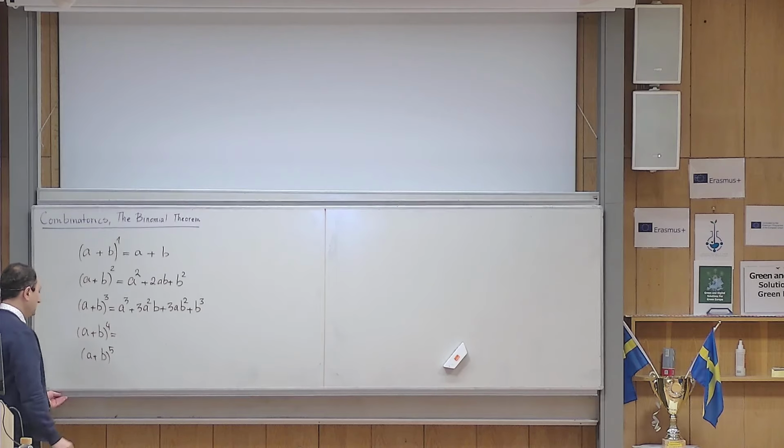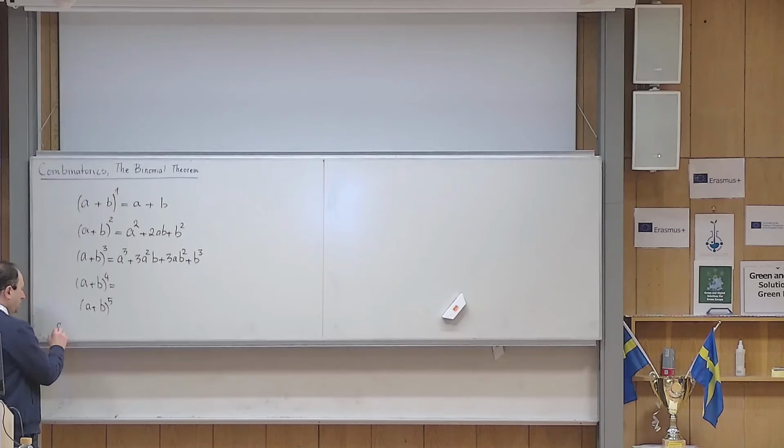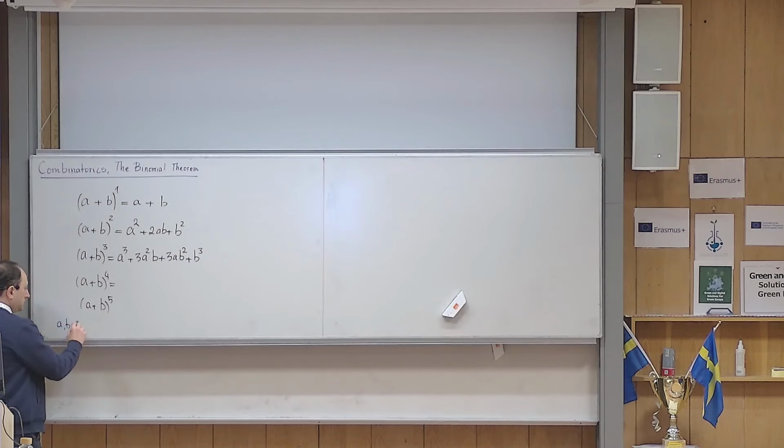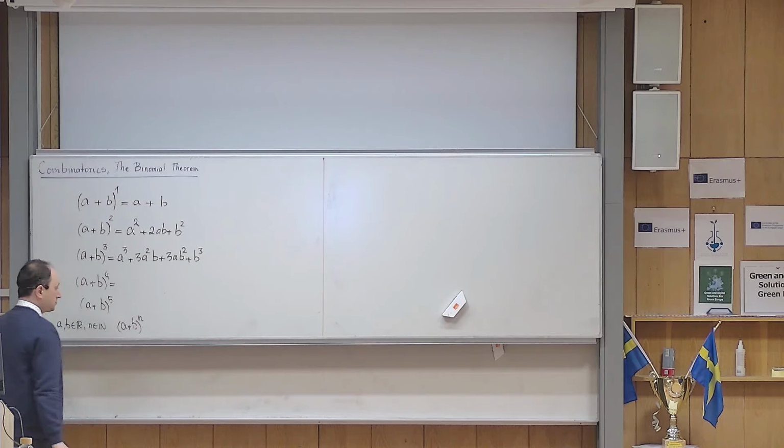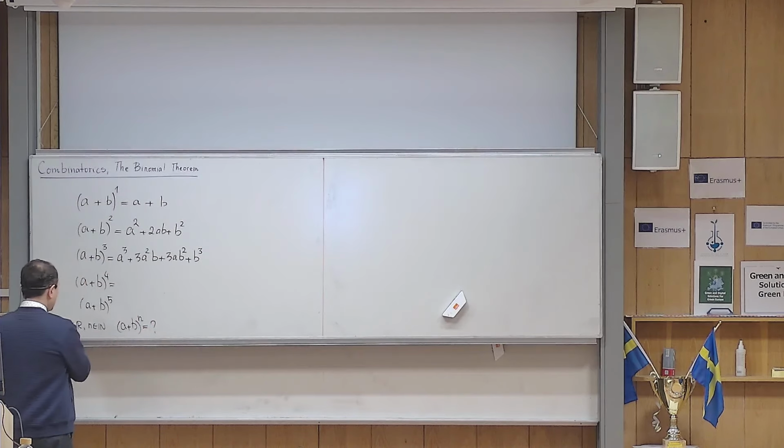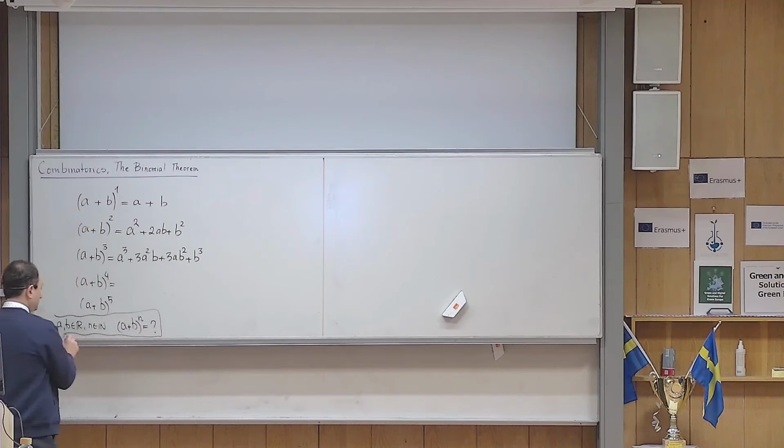In principle, this is the question. A and B are real numbers. N is a natural number. Then the question is, what can I write for a plus b to the power n? This is what we want to answer now.